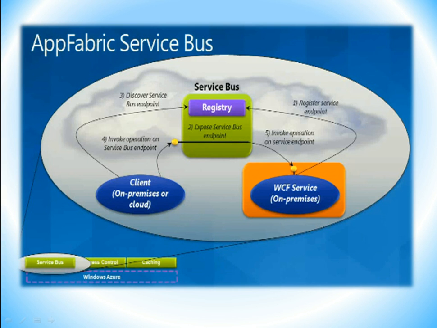Once the registry has been done, the service bus is going to expose the service bus endpoint URI, and you can broadcast it and make it available for discovery. And you have your client on-premise, which tries to discover the service. It gets the endpoint, gets the whole WSDL of your service, and invokes the operation onto the service bus.